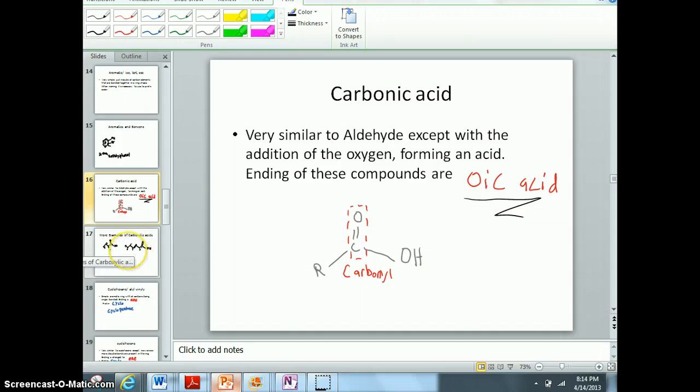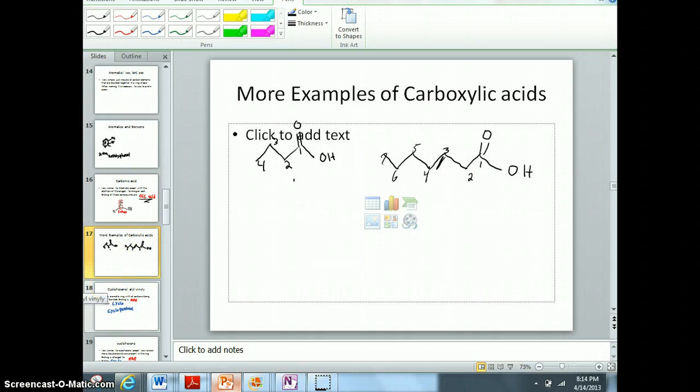Alright, now let's look at some more in-depth examples. We'll take a look at this one first here. Again, we always want to start with the carbon that is in the carboxylic acid, and that's this one right here. So we go 1, 2, 3, 4. So we have butane, and then remember from our previous slide, our ending is oic acid. Simple as that.